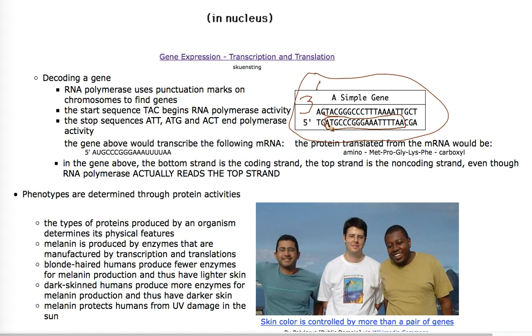The RNA would read AUG, CCC, GGG, AAA, UUU, UAA, but the RNA polymerase actually, like a blind person reading Braille, feels these nucleotides and puts those together. I mean, that's how it works. Then you have to translate. In order to translate, you got to look up the codons. AUG, CCC, GGG, and so on has to be translated at the codon wheel.